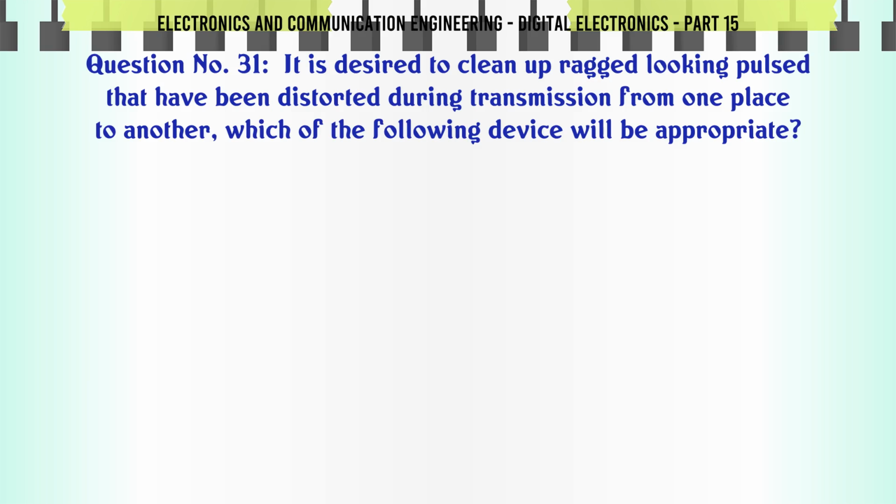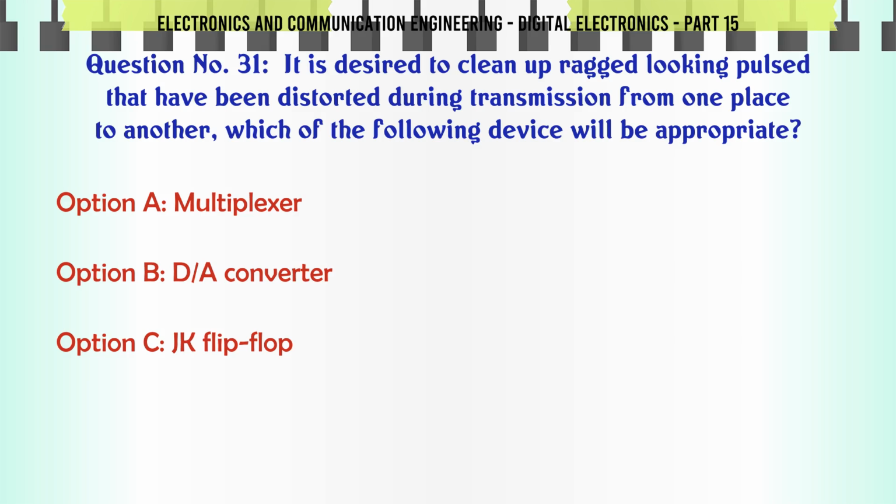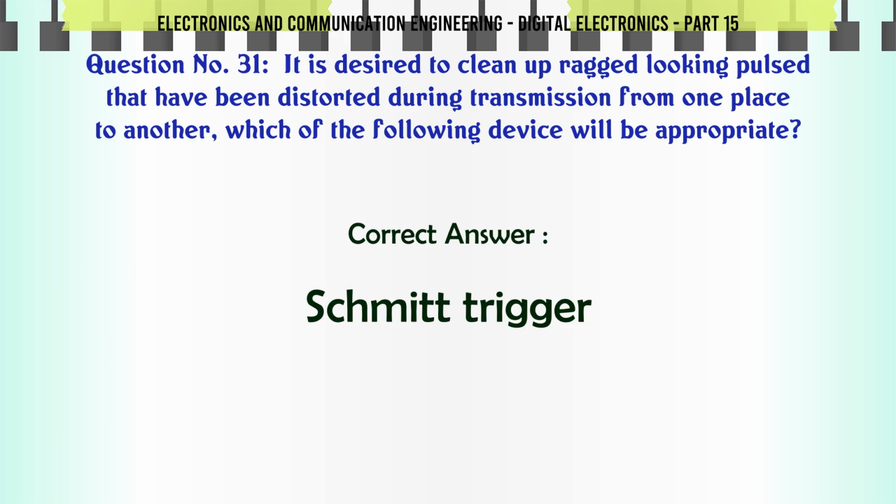It is desired to clean up ragged-looking pulses that have been distorted during transmission from one place to another. Which of the following devices will be appropriate? A. Multiplexer. B. DA converter. C. JK flip-flop. D. Schmitt trigger. The correct answer is Schmitt trigger.